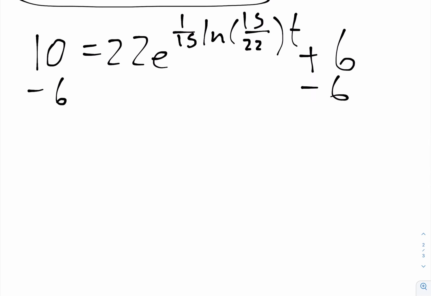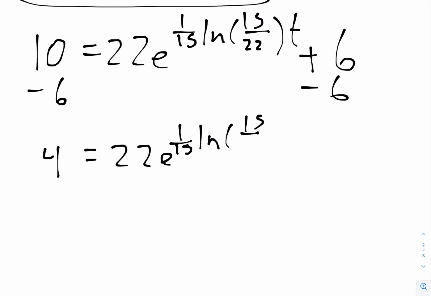Now you'll see that 10 minus 6 is 4, and this is what D actually is: the difference between the can of soda and the temperature around it. Remember, the creek was 6 degrees Celsius. If he wants his can to be 10 degrees Celsius, the difference there is going to be 4. So 4 equals 22 e to the (1/15) ln(15/22) t. It's a lot of writing.